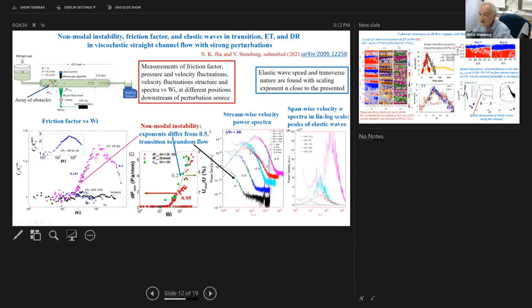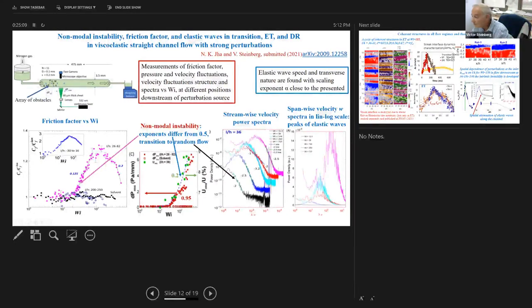As we measure the friction factor, you can see this transition, and this transition is already non-linear, and I will explain why. First of all, it's not 0.5, as you can see. This is the elastic turbulence regime and then a drag reduction. But we also measure the RMS of pressure fluctuation and the RMS of streamwise fluctuation, and you can see this transition continues as here, but the exponents are very different from 0.5.